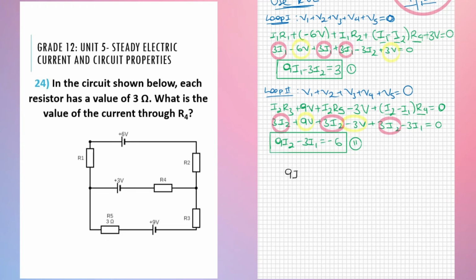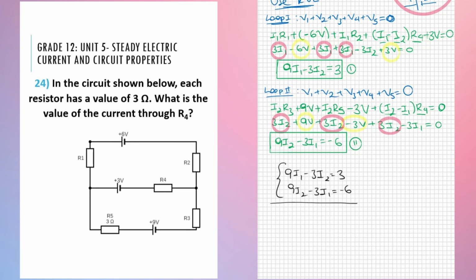9I1 minus 3I2 is equal to 3. That's equation number 1. Let us say I1. Okay, and we have 9I2 minus 3I1 is equal to minus 6. Whenever you work with simultaneous equations, this is a bit of a math concept, you try to get rid of one of the variables.